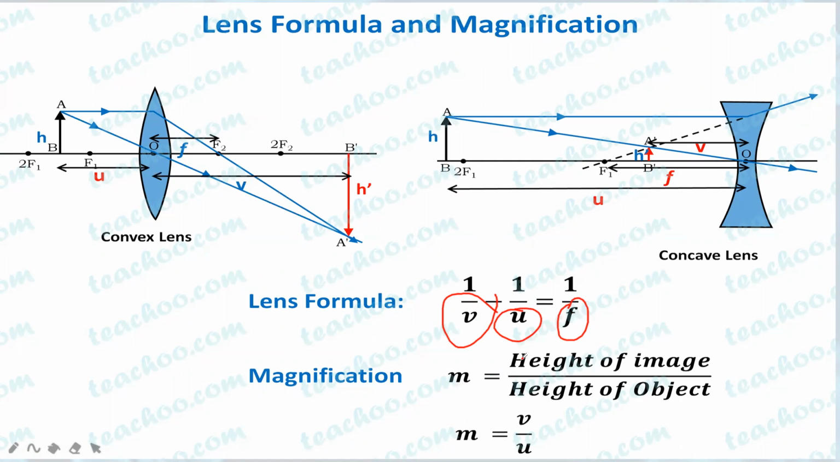The magnification will be height of the image, that is H dash, upon height of the object, that is H. Or you can also write it as V upon U. In mirror it was minus V upon U, but for lens it is V upon U. So here we have completed the lens and mirror both.